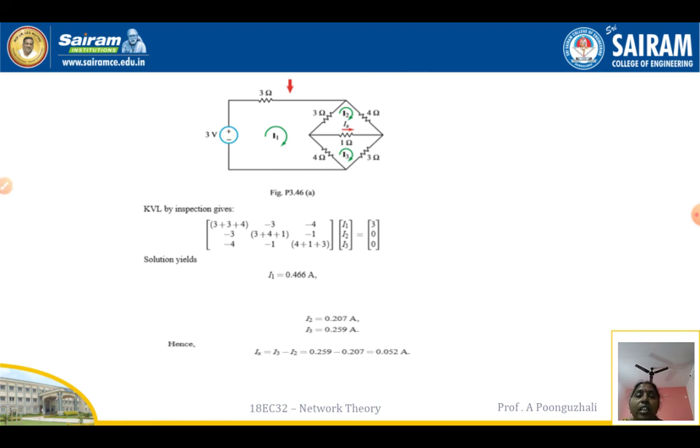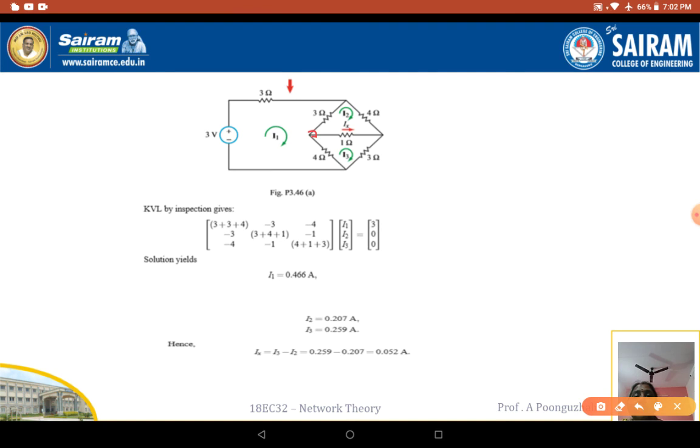Now we have got the 3 loops there. When you get the 3 loops, we can apply your KVL and write your mesh equations. Then we can find out what is your Ix. To find out your Ix, apply KCL to this node. If you apply KCL to this node, this is your outgoing current I2, and your incoming current I3. This is also an outgoing current. So incoming current I3 is equivalent to I2 plus Ix. So Ix is equivalent to I3 minus I2, that is 0.052 amps there, the current.